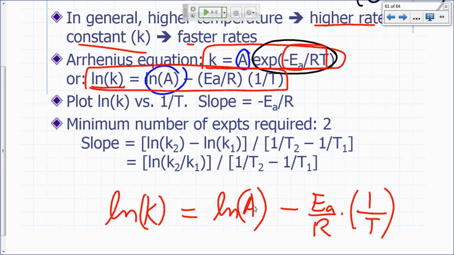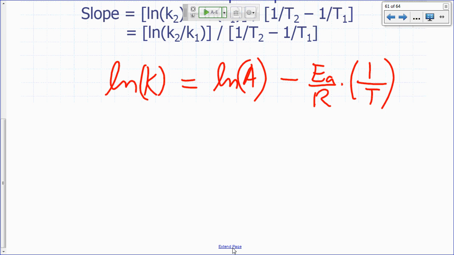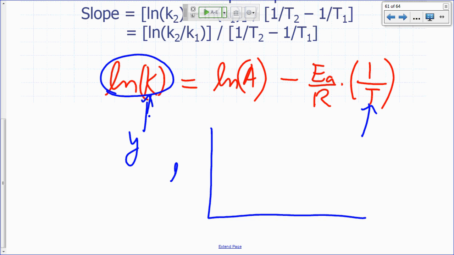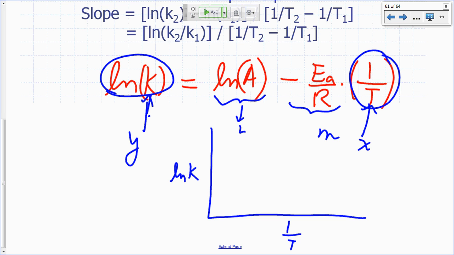Okay? Now, if you were to plot your experimental data, you do a series of runs, everything identical for those experimental runs except for the temperature, and you're able to get the rate constant at each temperature. If I put natural log of k on my y-axis, and 1 over T on my x-axis, y equals mx plus b would be the equation for a straight line. What is negative EA over R? That's your slope. And ln of A is going to be your y-intercept.